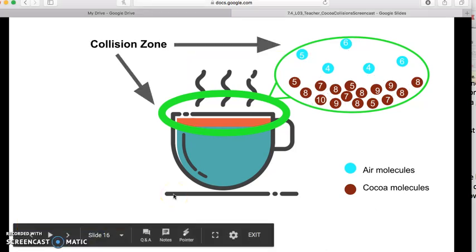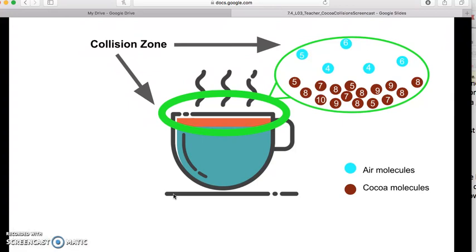That brings up another important limitation of the game, this concept of a collision zone. Now, for the purposes of the game, the molecules that are colliding with one another are moved into a space that we call the collision zone, and it can lead to a misconception that all thermal energy is only transferred through this delicate line where cocoa and air meet. The truth is a little bit more complicated.